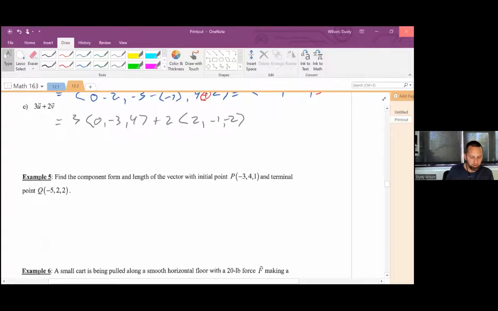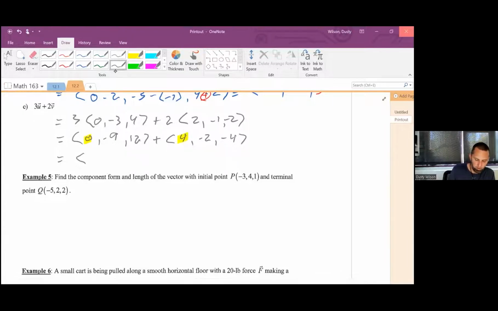So back on track. If we want to find 3u plus 2v, that would be 3 times <0, -3, 4>, plus 2 times <2, -1, -2>. And then we can multiply each of the components of the first vector by 3. So we'll have <0, -9, 12>, plus each of the components of the second vector times 2. So <4, -2, -4>. And then we can add.